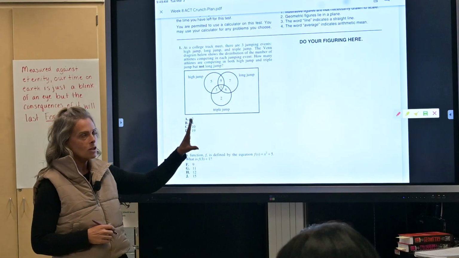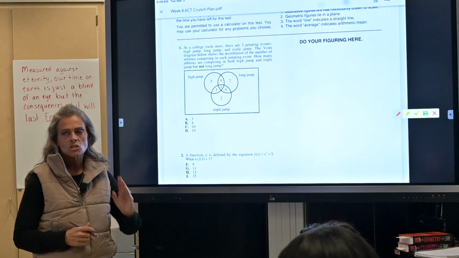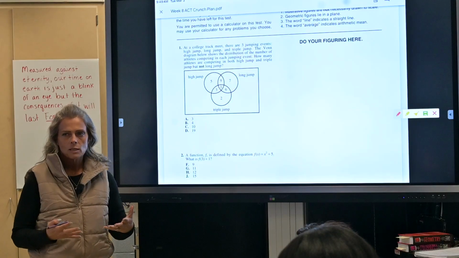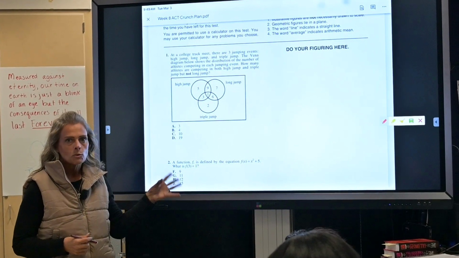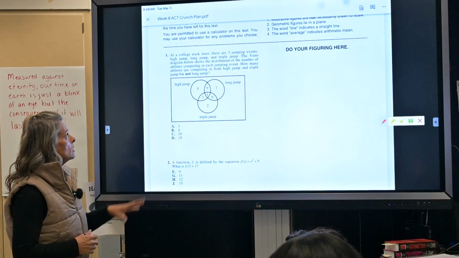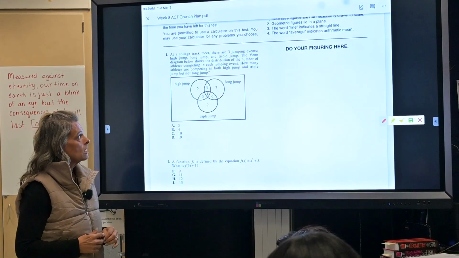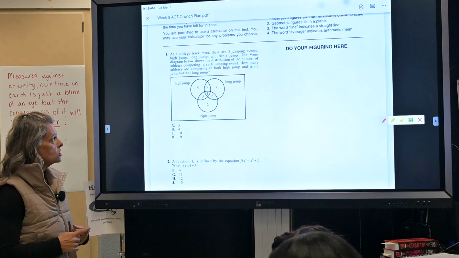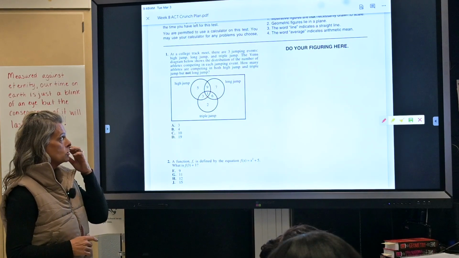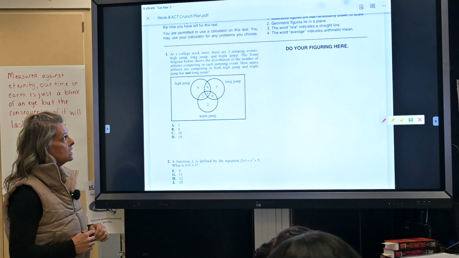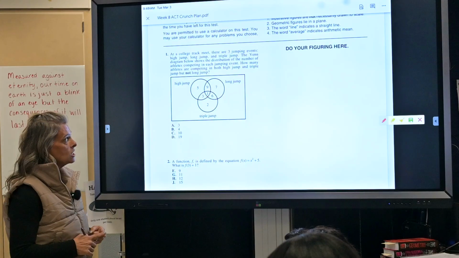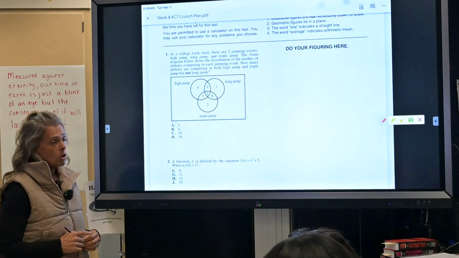This was actually, even though it's a Venn diagram and should be relatively, I don't want to say simple, but it should be something that everybody can answer. There was a good percentage of students who still missed this one, so I did want to go over it. So it says, at a college track meet, there are 3 jumping events: the high jump, the long jump, and the triple jump. The Venn diagram below shows the distribution of the number of athletes competing in each jumping event. How many athletes are competing in both the high jump and the triple jump, but not the long jump?